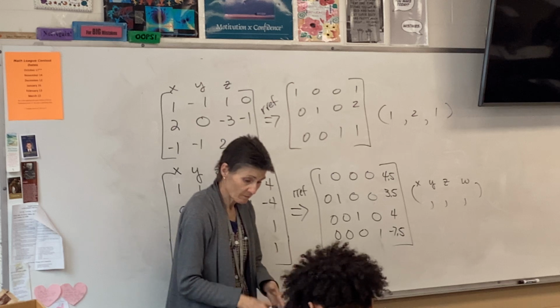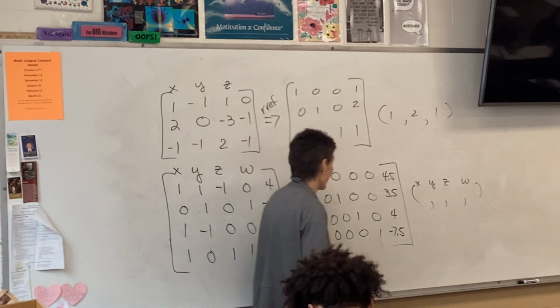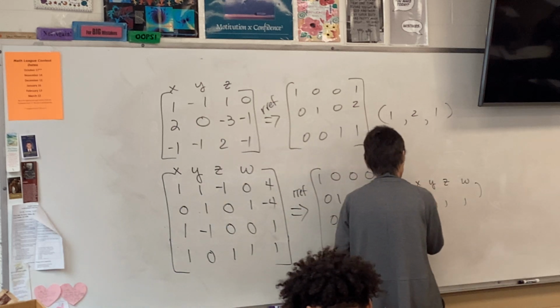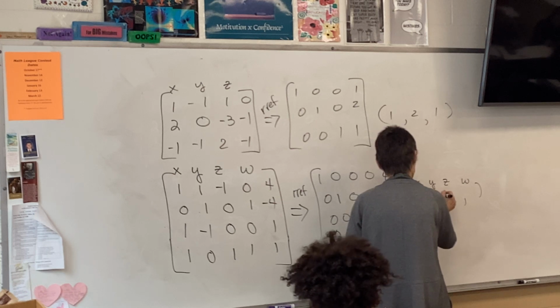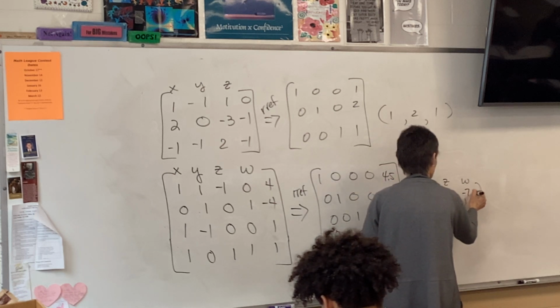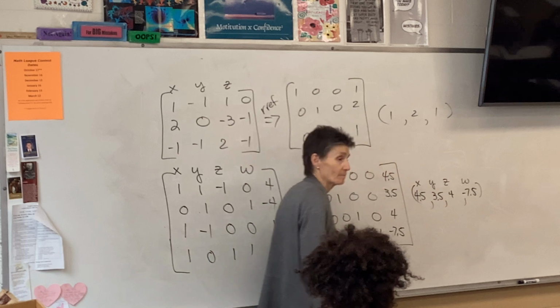I type that in faster than usual, and I am not a good typist. Did anybody get these 4.5, 3.5, 4, and -7.5? Yeah, I got it.